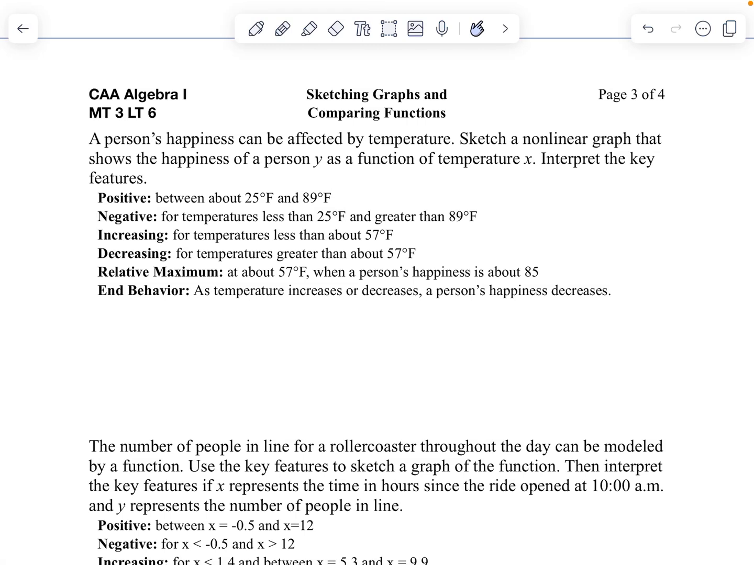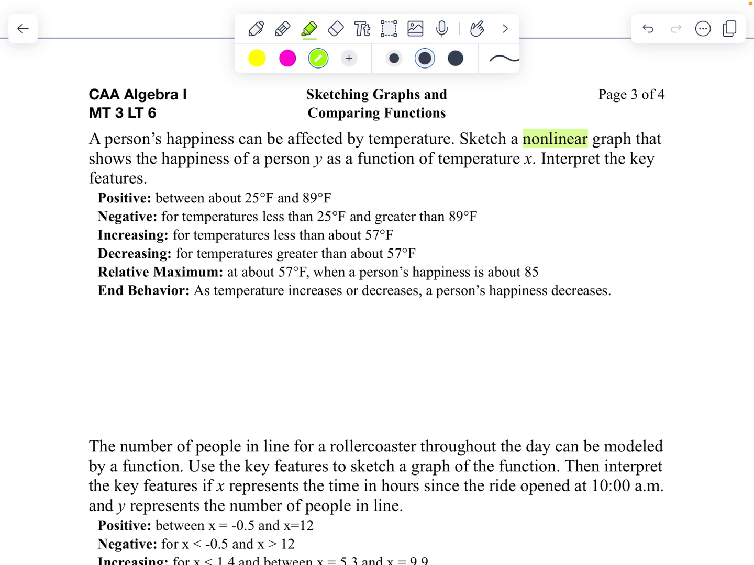Let's take a look at another problem where we're given the key features and we want to do the graph. It says a person's happiness can be affected by temperature. Notice this time our graph is going to be nonlinear. That shows the happiness of a person as a function. The happiness is y and the temperature is x.